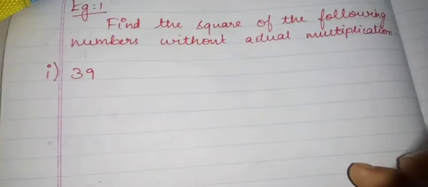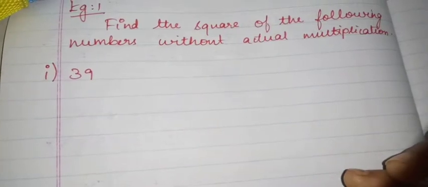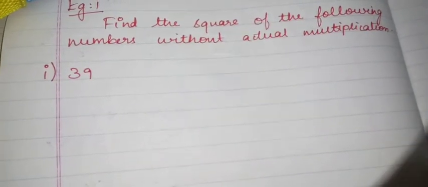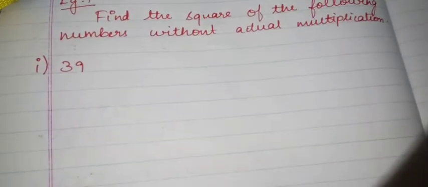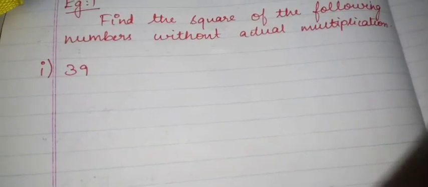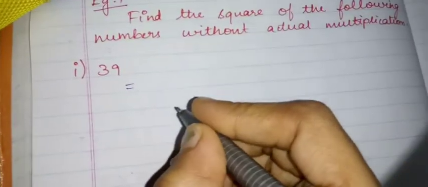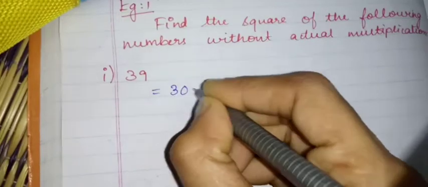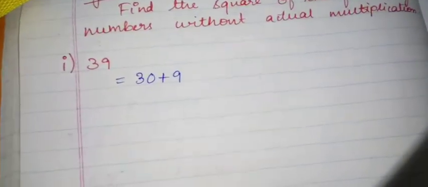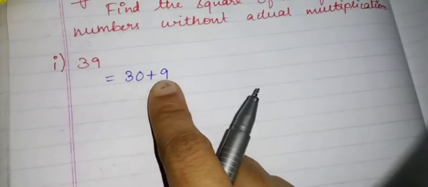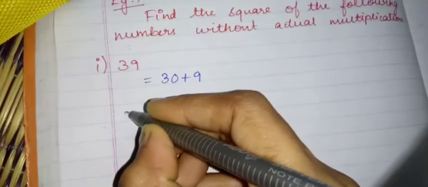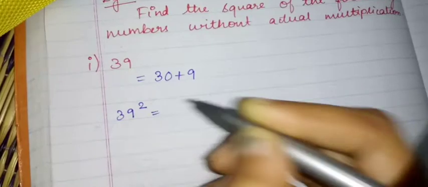In the same page, you will have example number 1. Find the square of the following numbers without actual multiplication. So you should not multiply them directly, but find the square using the method we have learned. 39, how will you separate it? 30 plus 9. Actually you should find 39 square. Okay.